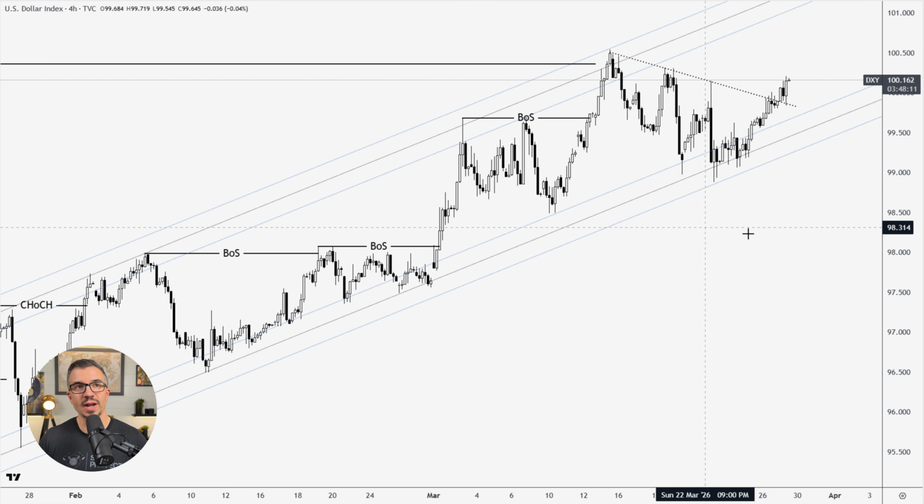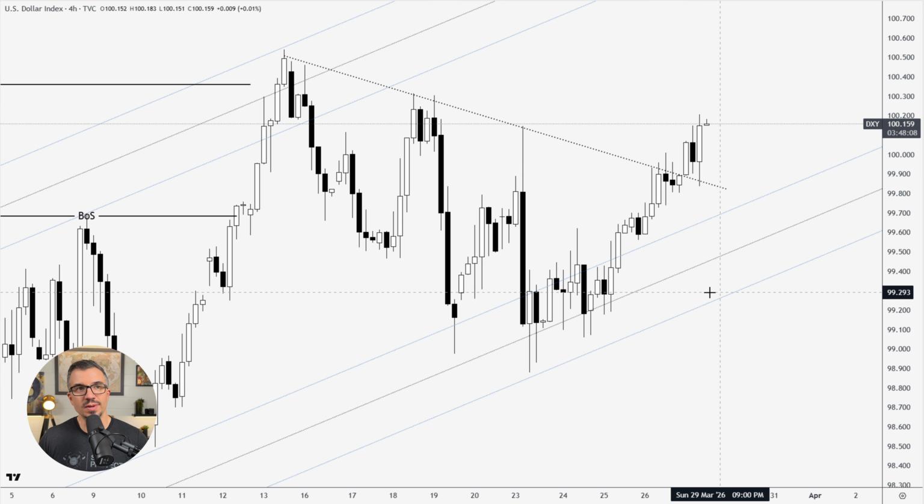So what could we get for next week? Well, we do have an imbalance back here in this region. This pocket right through here, you can see we do have an imbalance. There is a chance that we see a pullback there next week, especially with all the volatility out there in the markets.